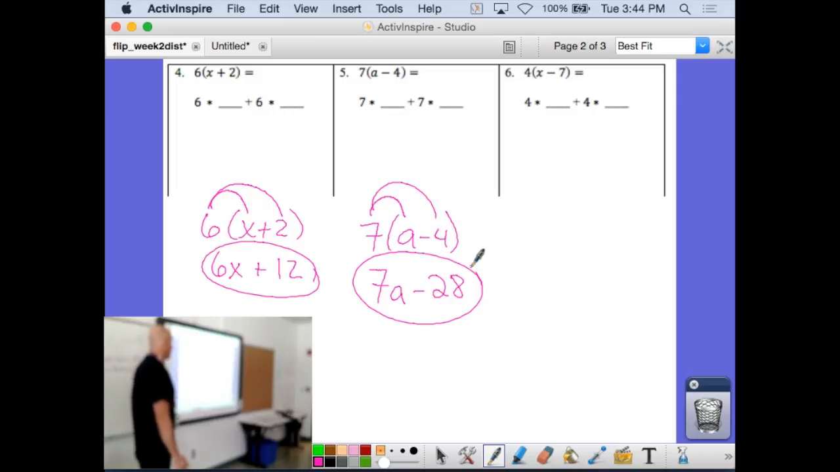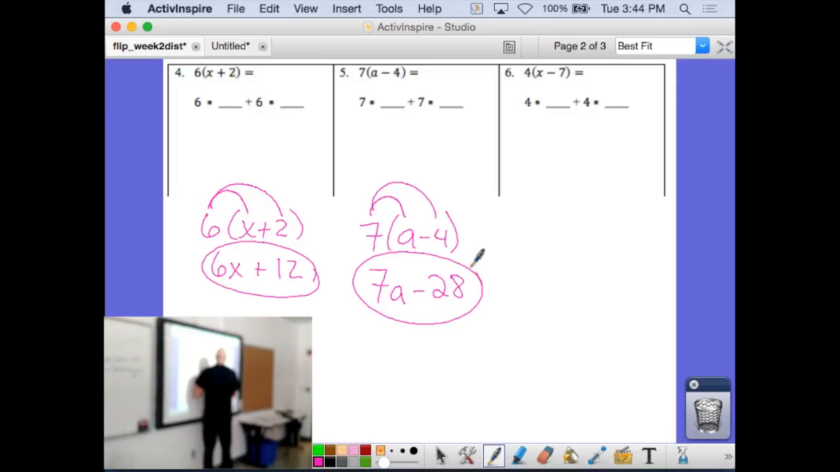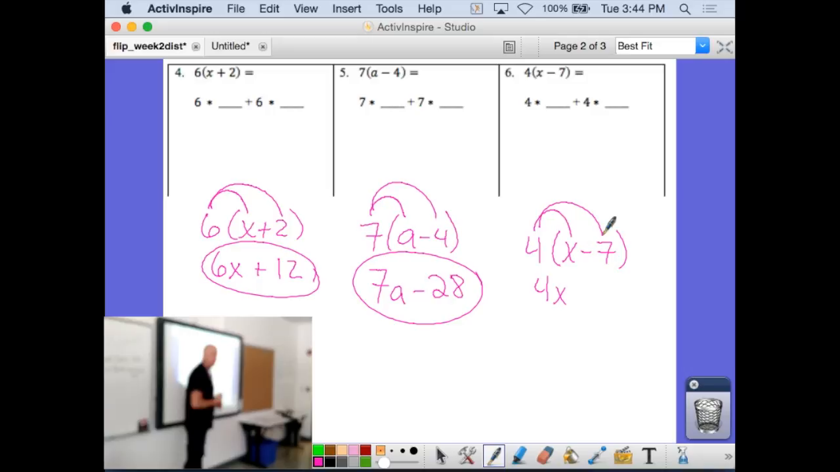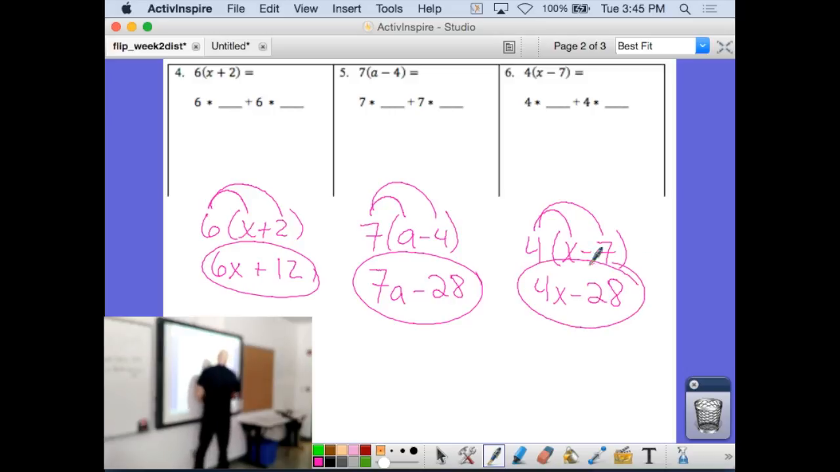Okay? Last one for this set. 4 and then x minus 7. All right? 4 times x is 4x. And then 4 times negative 7. Negative 28, or 4x minus 28. Okay, any questions with those?